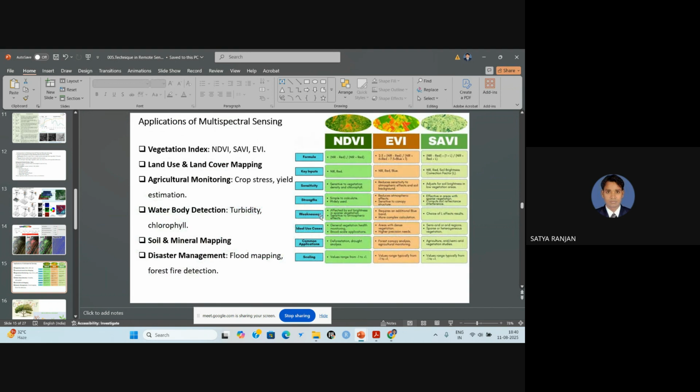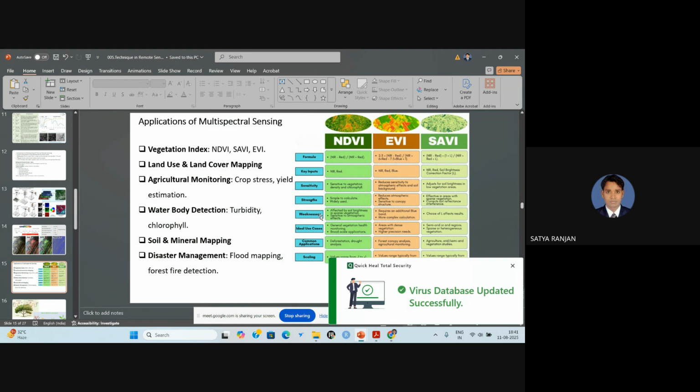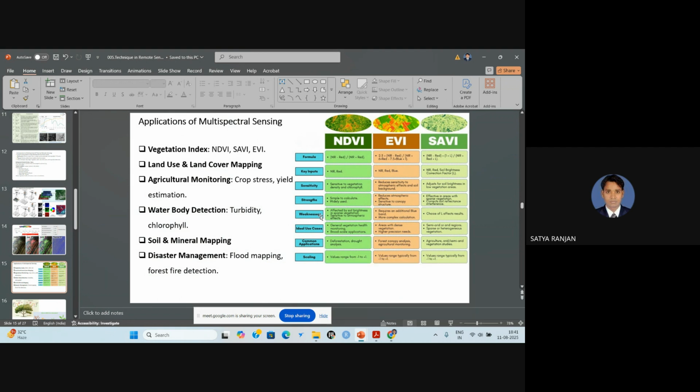Then different indices are calculated using different bands, like NDVI, SAVI, EVI. Especially NDVI is calculated for vegetation health assessment: near infrared minus red, divided by near infrared plus red. By calculating these bands with the formula, we create an image that gives the value of different features from -1 to 1. If healthy vegetation is there, then it shows 0.8 to 0.9 or 0.8 to 1.